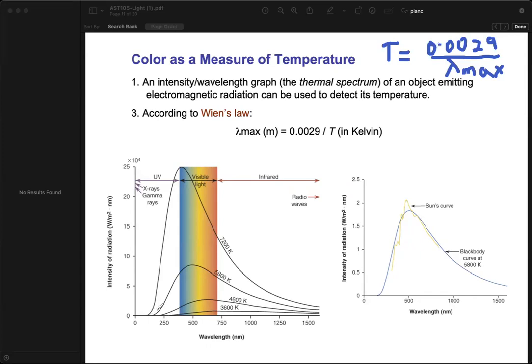So for example, if we take this graph, which has 5,800 Kelvin written on it, it shows which colors are more intense, which colors are less intense. And here you will see that approximately this peaks at this part here, which is near 500 nanometers. So that means the green color with the 500 nanometers has the greatest intensity.